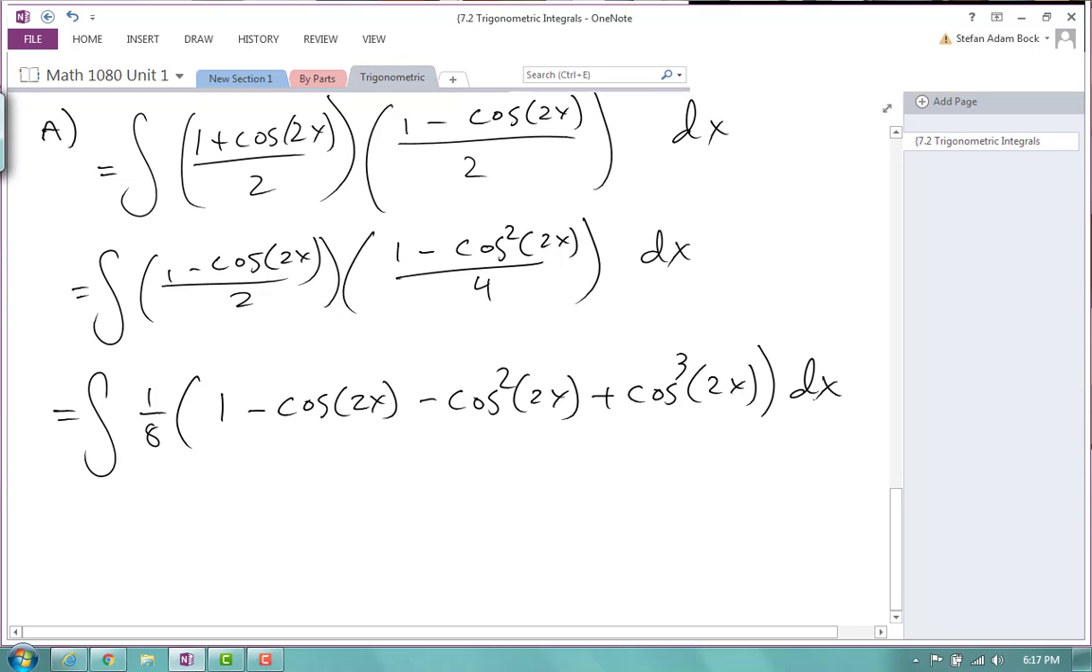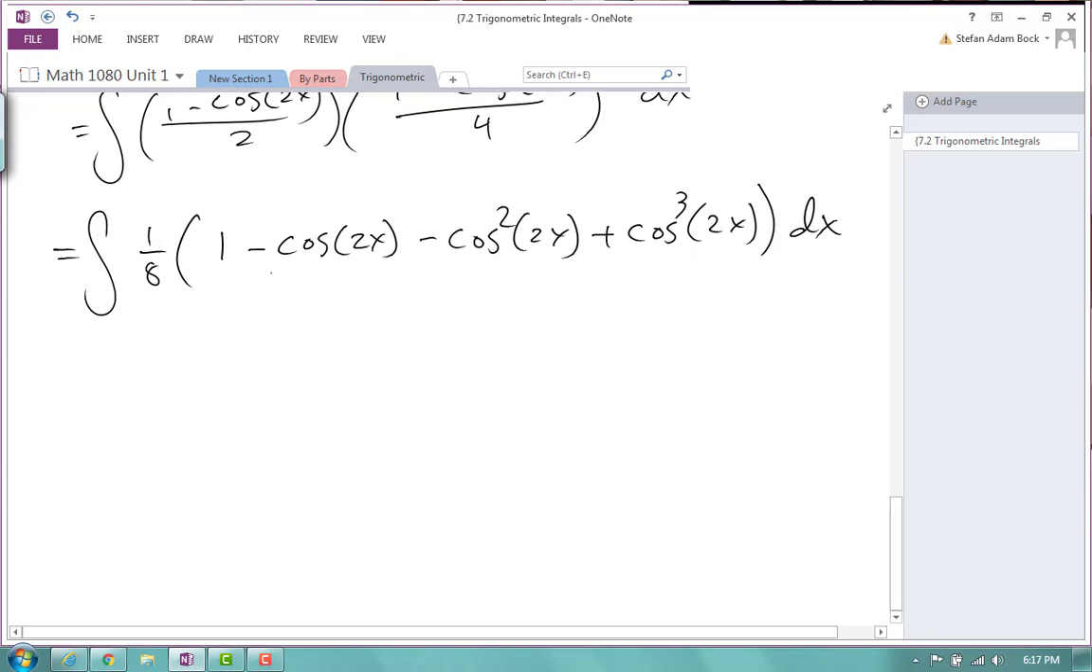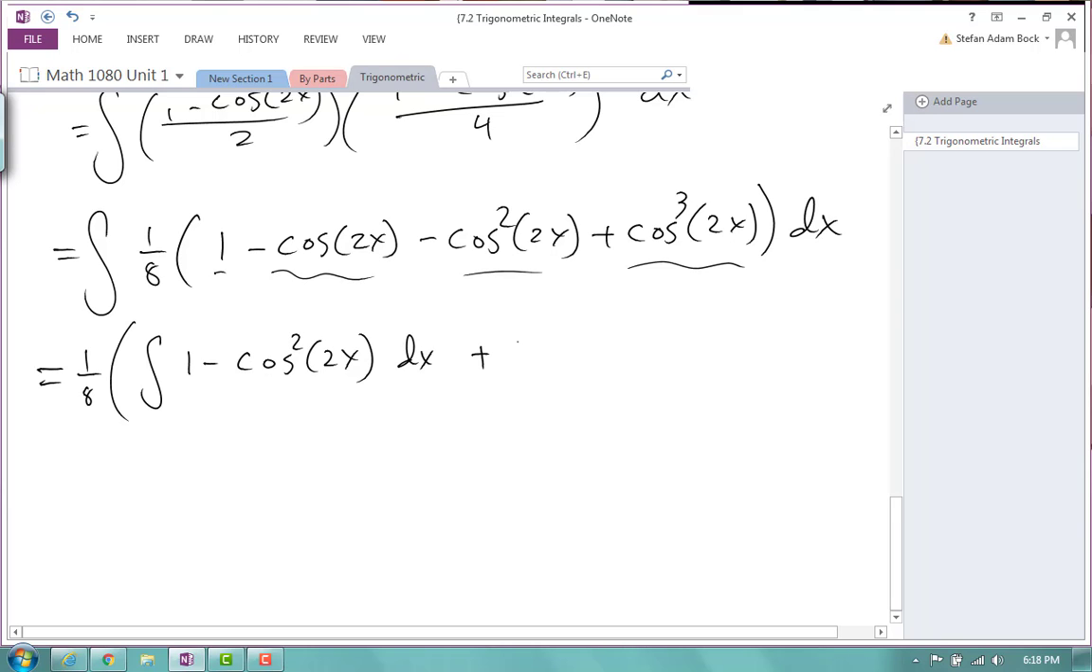And this kind of unfortunately always happens, but now I'm stuck with every power of cosine I could come up with. But what I'm going to do is group together the odd ones, and I'll deal with the even ones separately. So this is 1/8 times the integral of 1 minus cosine squared of 2x dx plus the integral of negative cosine of 2x plus cosine cubed of 2x dx.